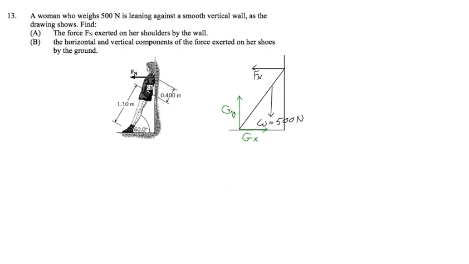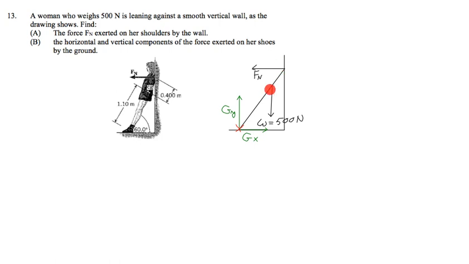But I'm going to use this as my pivot point right there, because that eliminates two of the four forces on the picture. Both of those arrows go right through the pivot point. So now I only have to worry about these two.